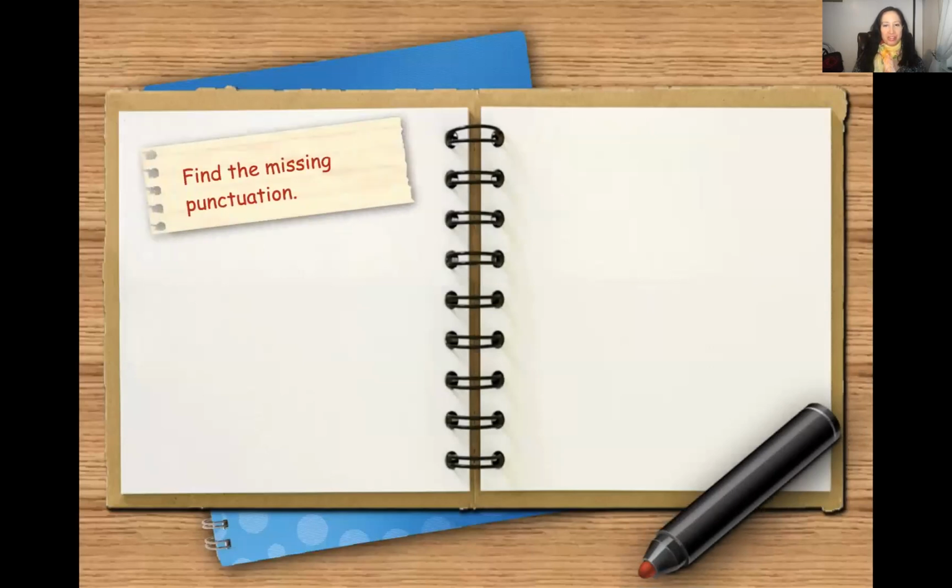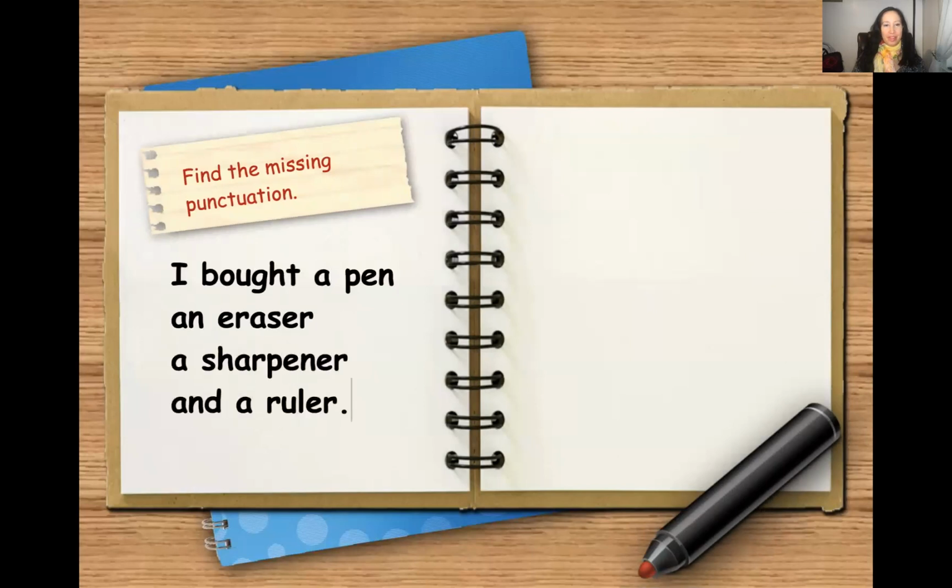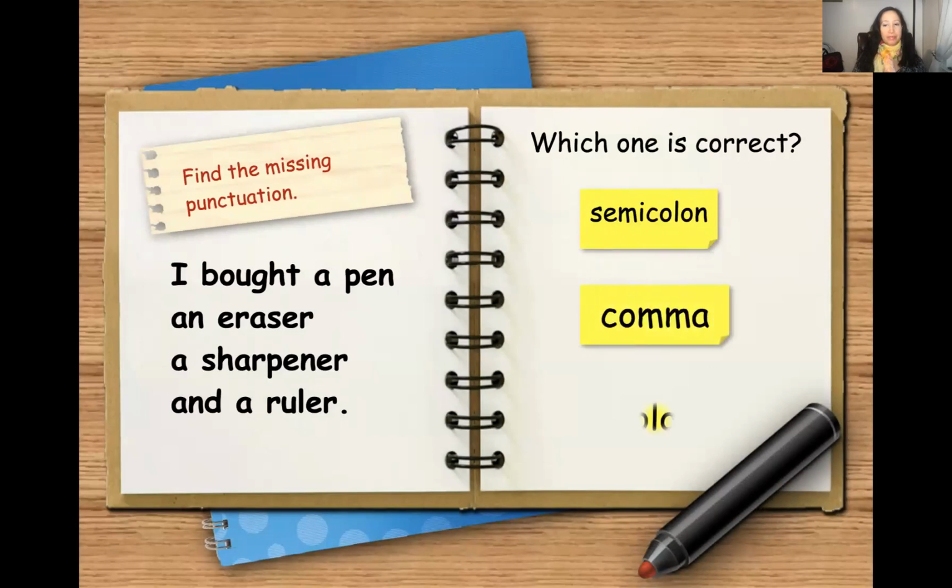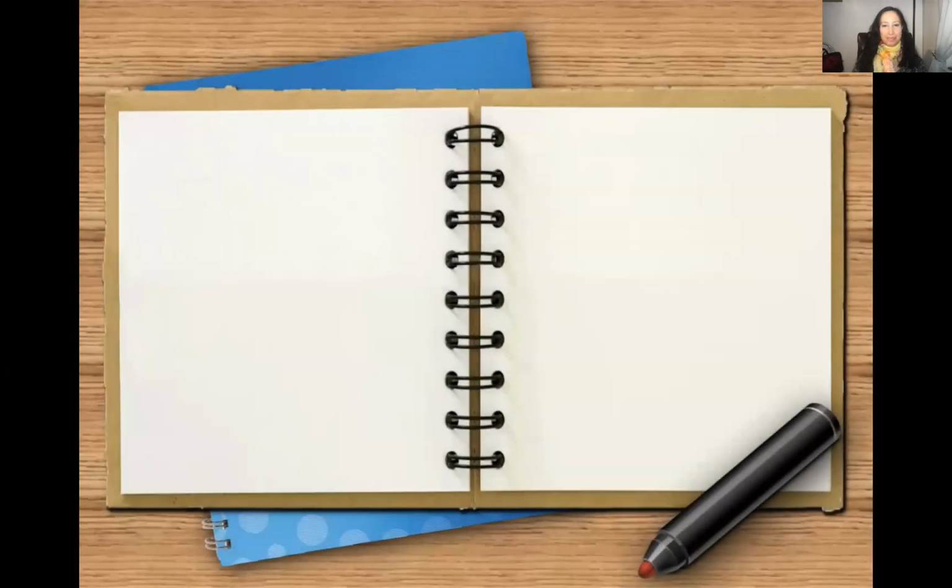Find the missing punctuation. I bought a pen, an eraser, a sharpener, and a ruler. Which one is correct? Now you got to find it. Semicolon, comma, colon. Three commas here. Did you catch it? Is it still too easy? Don't worry. Trick question.